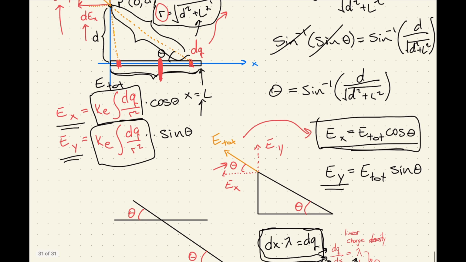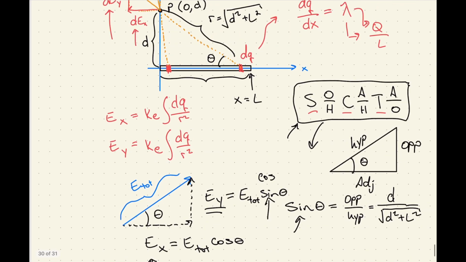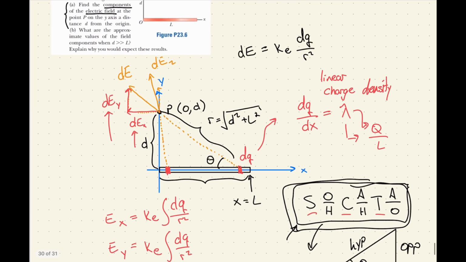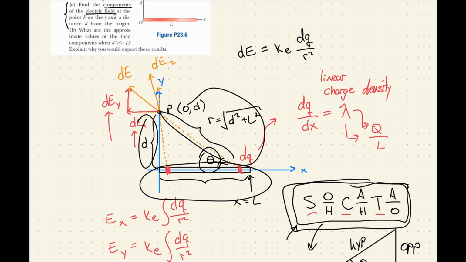Now remember how we actually define sine of theta. We have this SOHCAHTOA. And if you look at our original problem, this is theta, this is the opposite side, this is the hypotenuse, and this is the adjacent side. The adjacent side in this case will be x, okay?